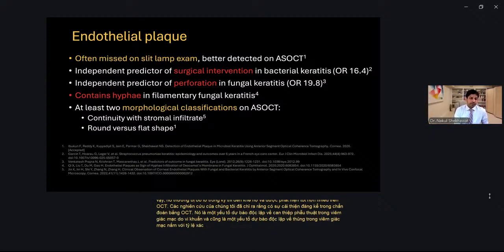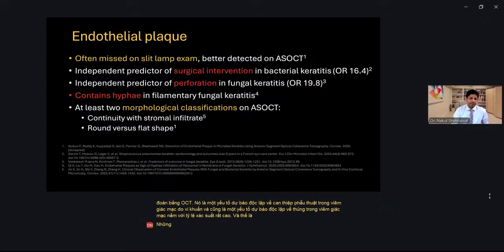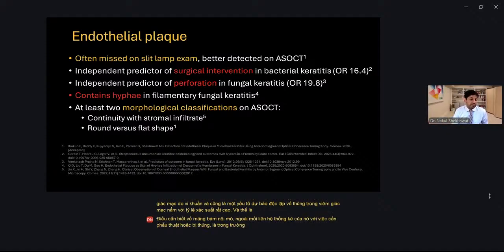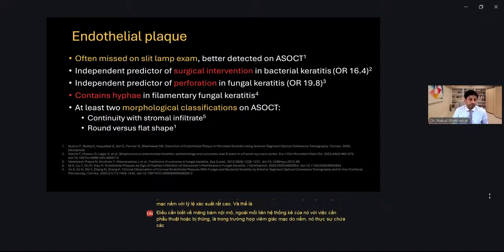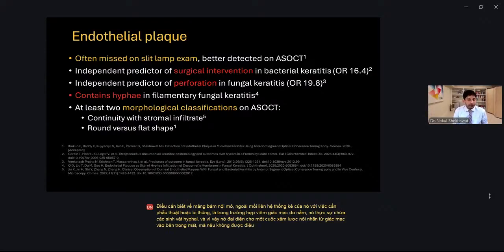And so the thing to know about endothelial plaque, besides its association statistically with needing surgery or having a perforation, is that in the case of fungal keratitis, it actually contains hyphal organisms. And so it represents an intraocular invasion from the cornea into the inside of the eye, which, if it's not treated sufficiently with antifungals alone, is an independent indicator for needing to perform therapeutic keratoplasty.